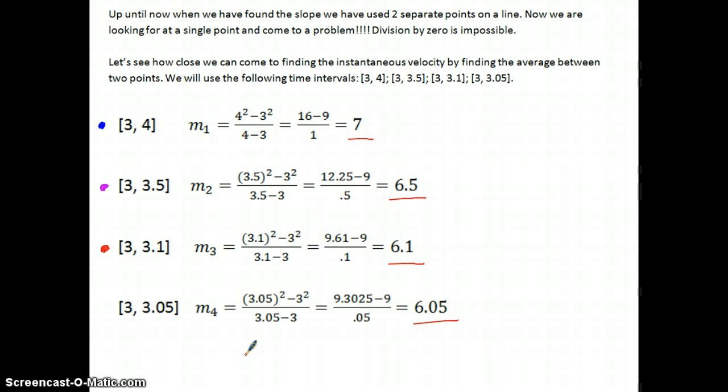And we see that our average is getting closer to 6 there, but we don't want to get the average. We want to see what it is at a single point. So we're going to use what we're working with right now and try and come up with a definition that describes how to find the instantaneous rate of change. That's what we're working towards right now.